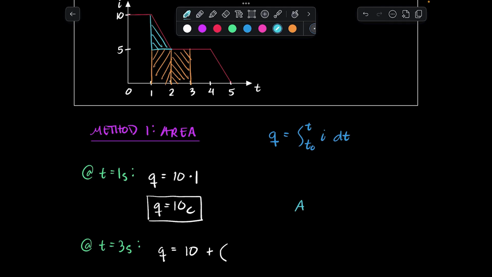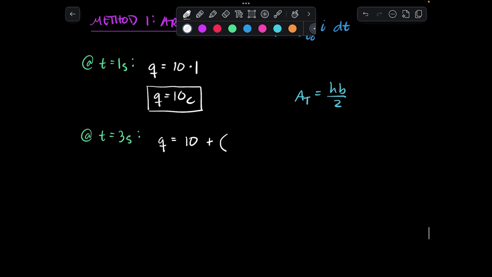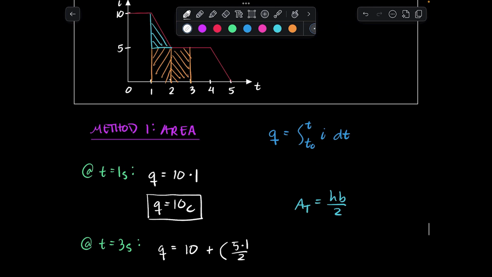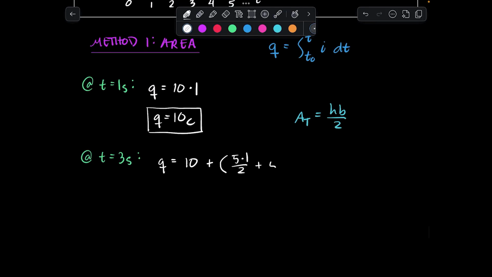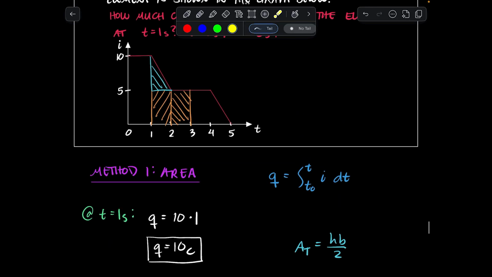We know that an area of a triangle can be found through this equation, height times the base over 2. And so the height of this is going to be 5 units on the y-axis, and it's going to be 1 unit for the base. And so that's going to be 5 times 1 over 2. And we have to add the area of this rectangle, which has a length of 5 and a width of 1. So we'll add that. Okay? And this is going to be our total area for this interval.